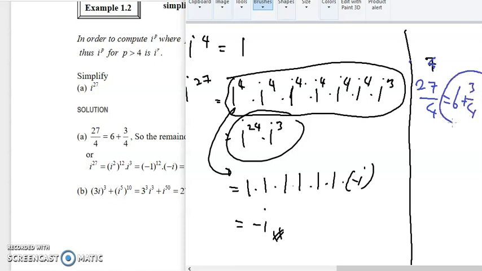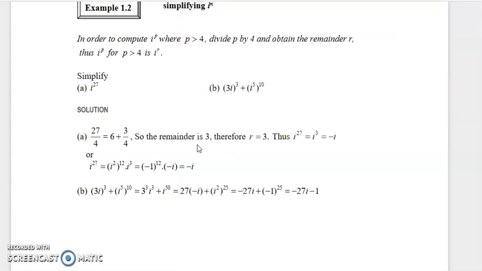If you still remember, actually we are using the concept of long division. Okay, long division is semester 1. So you will be having 6 and the remainder. So what can you do over here? So kalau tengok dekat sini, the remainder is 3. So R is 3. So therefore, i to the power of 27 is equal to i to the power of 3.